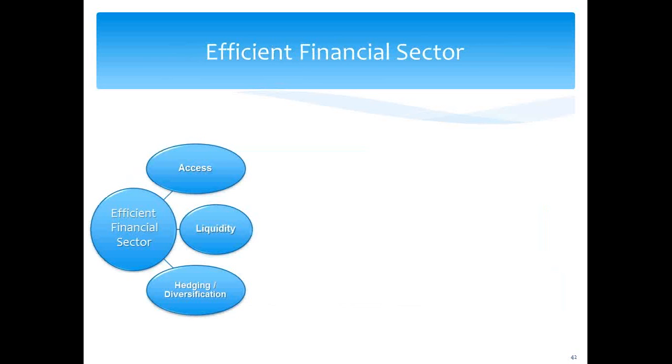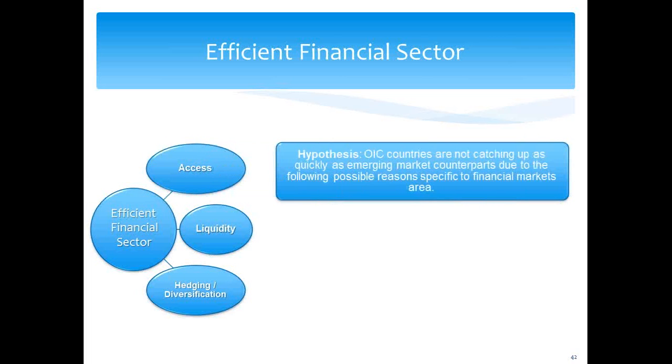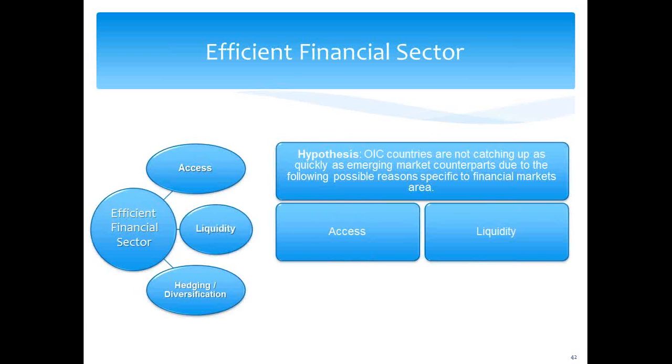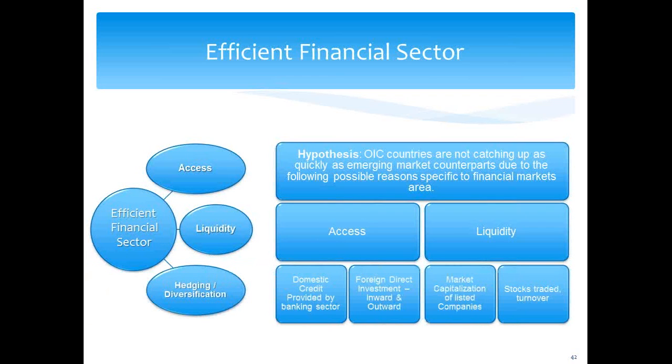For this project, we've decided to focus on the efficient financial sector, which further has three main areas: access, liquidity, as well as hedging and diversification. Our hypothesis states that OIC countries are not catching up as quickly as their emerging market counterparts because they are lacking within these three areas. So within access, we've looked at domestic credit provided by the banking sector, as well as foreign direct investment, both inward and outward. Within the liquidity bucket, we've looked at market capitalization, as well as stocks turnover, which indicates the volume of trades within the market. We haven't specifically looked at diversification yet, as we believe it's an important component, but it involves a wide breadth of options for hedging and diversification, given the intrinsic diversity in the economies of OIC countries as well.